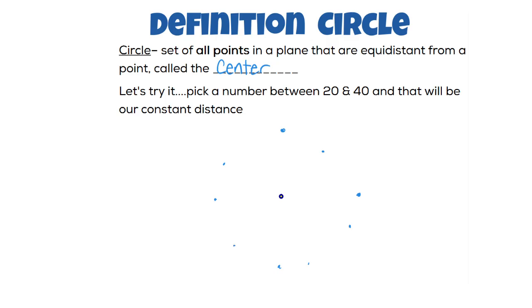If you start doing this, all the points that would be created would suddenly create this circle that would have a radius of 20 centimeters. Okay, so there's your radius. That radius is that common distance that you use. All right, so that's how you create a circle.